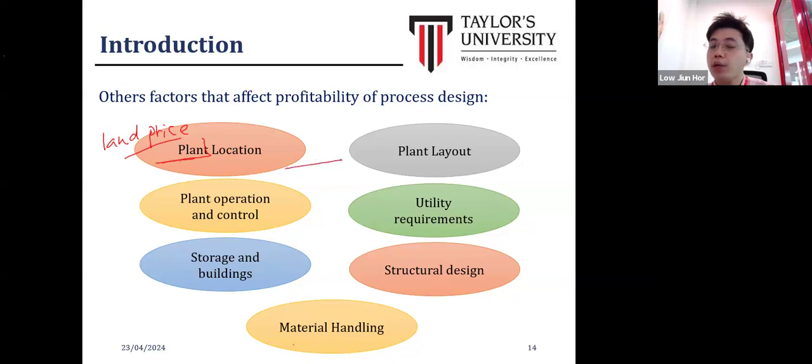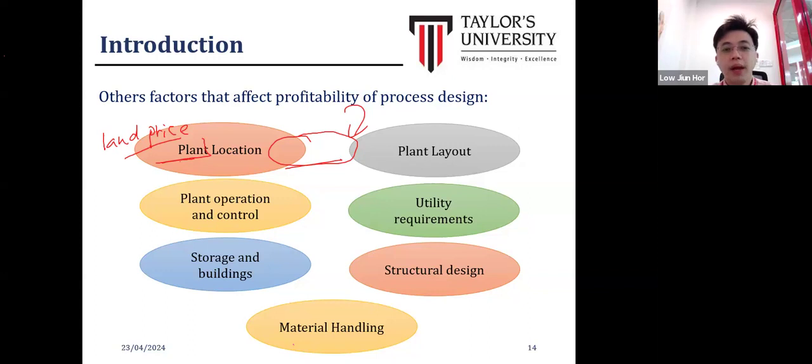Besides that, how are you going to join the equipment and the unit operations together? How are you going to arrange them? The plant layout will also determine the cost of your chemical plant design, and also influence your economic performance. Because how you arrange and how you connect them will determine the amount of money that you are going to spend on pipeline construction. Don't forget, pipeline construction, you are going to connect them together. You also need to spend a lot of money.